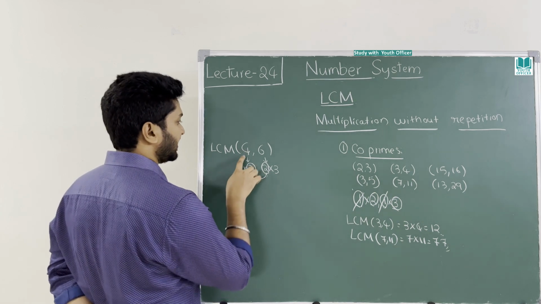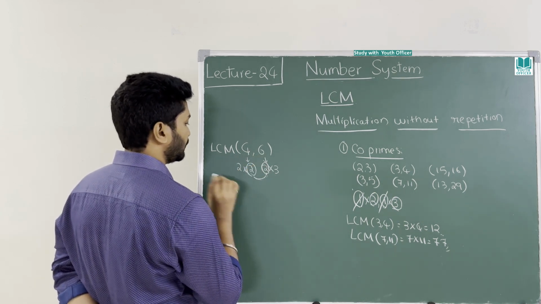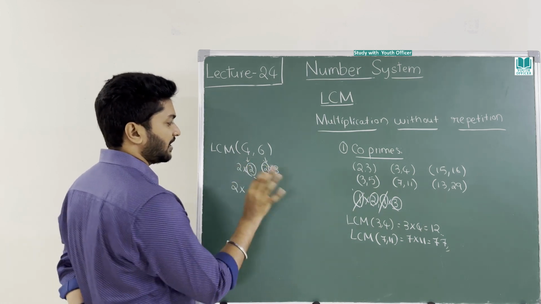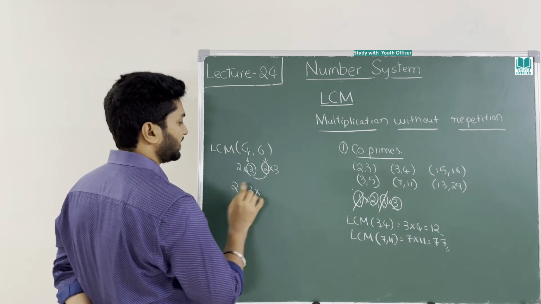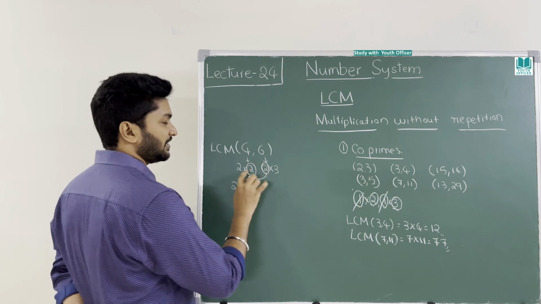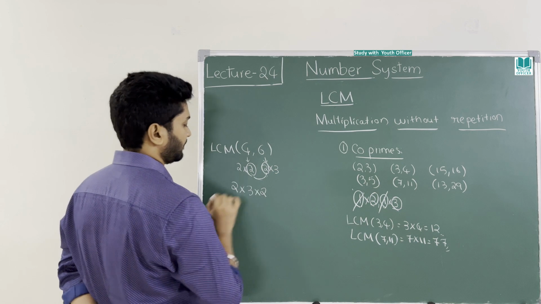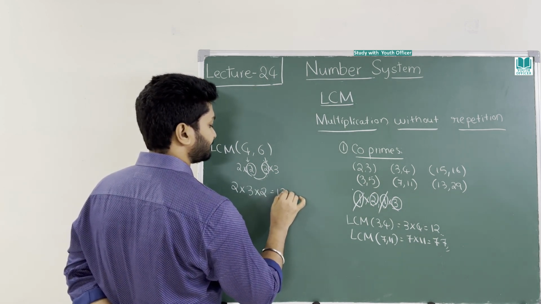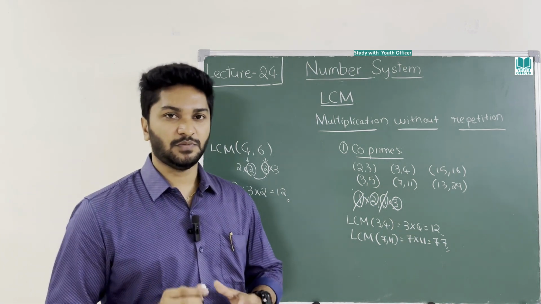That is, the LCM of 4, 6 will be 2 into, okay, forget about the repeating part, I will tell you later. Then you take 3, which is not repeating. Now 2 is repeating between both of them, right? You have to take only one time. 2 into 3, 6, 6 into 2, 12. This is what exactly is the LCM concept.